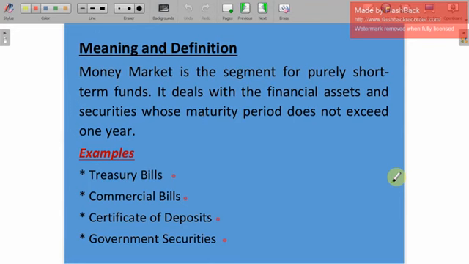In the capital market, we are using securities like shares and debentures. Here in the money market, we are using some instruments. The instruments are treasury bill, commercial bill, certificate of deposits and government security. Through that only we can invest our money.